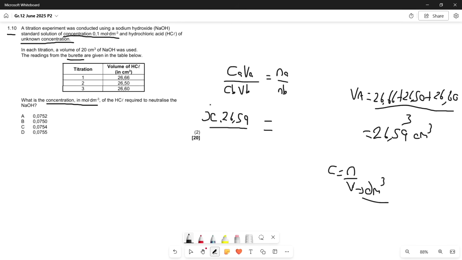So this was the average of all of the volumes of the 3 different titrations of the HCl in centimeters cubed. And then our concentration of our base is 0,1 over there. And then the volume of the base, they told us, was 20 centimeters cubed in all of them. So if we were to add up 20 3 times and divide it by 3, we would still have 20. So we do not have to change that answer, even though we did still take an average of it.